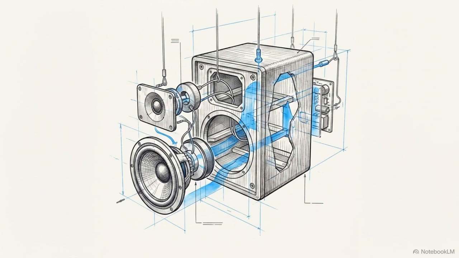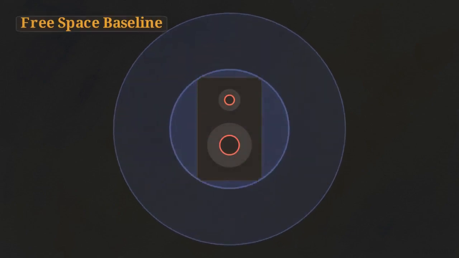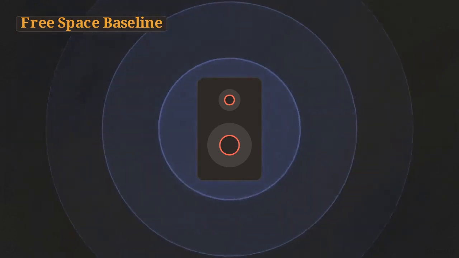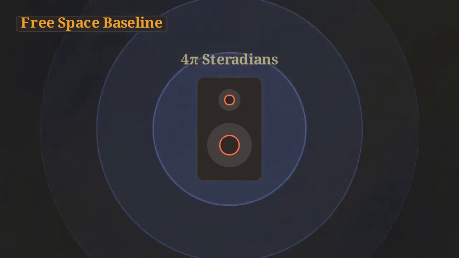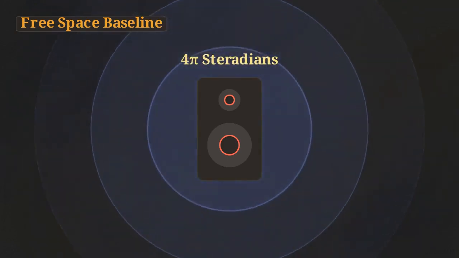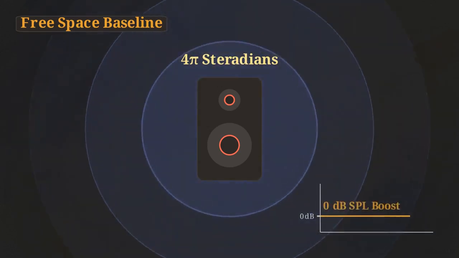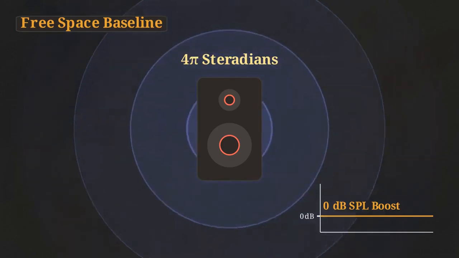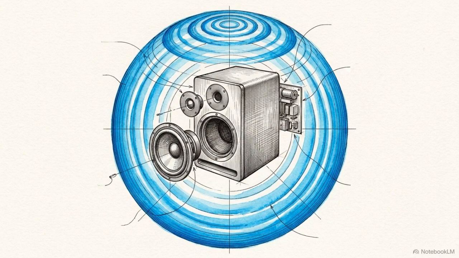Imagine a loudspeaker suspended in the dead center of an infinite, empty void. In this limitless environment, the sound expands as a perfect sphere, pushing energy outward evenly in all directions, a complete 4-pi steradian radiation. Because it isn't bouncing off of any walls or floors, there is absolutely zero acoustic boost added to the sound. This pristine, untouched sphere represents our absolute acoustic baseline. It's how sound behaves before architectural geometry gets involved.